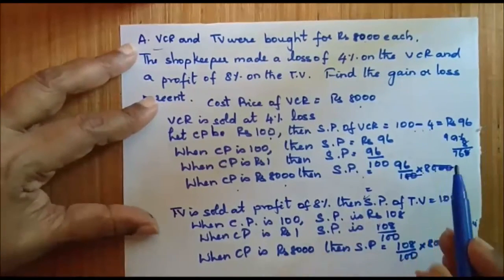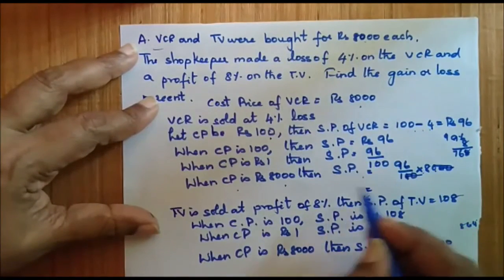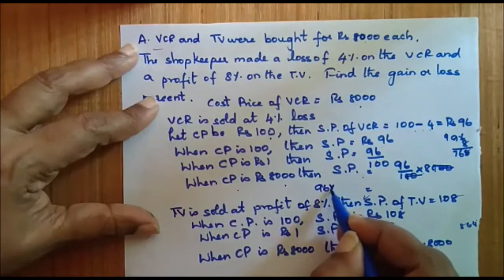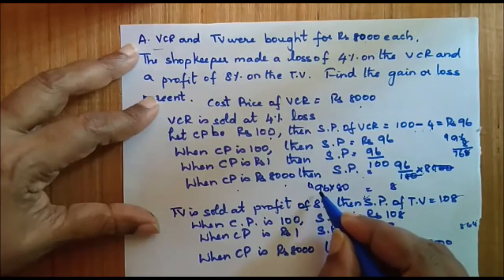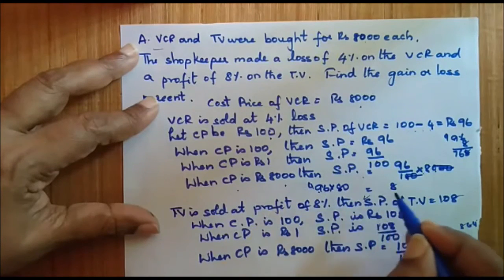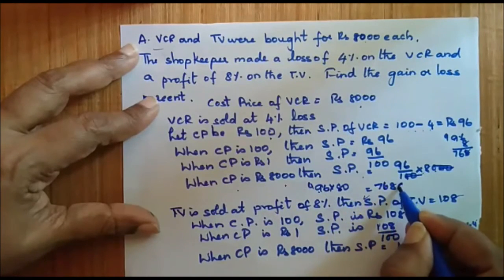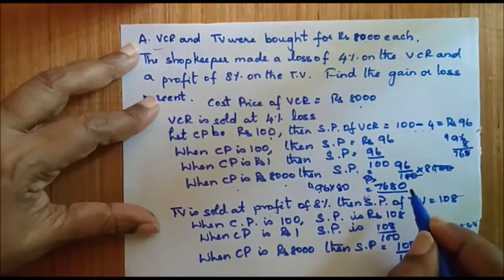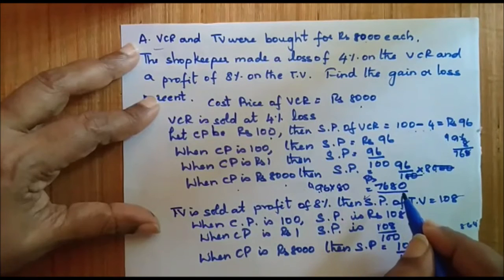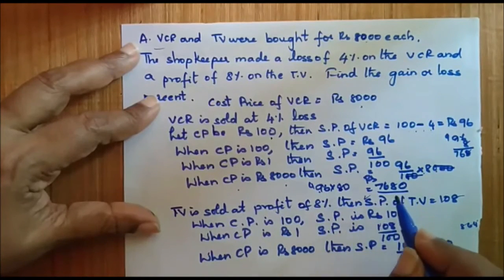We will solve this. We have 96 into 80, which is nothing but 8 into 6 is 48 and 8 into 9 is 72. It is 7,680. This is the amount with which he has sold the VCR.